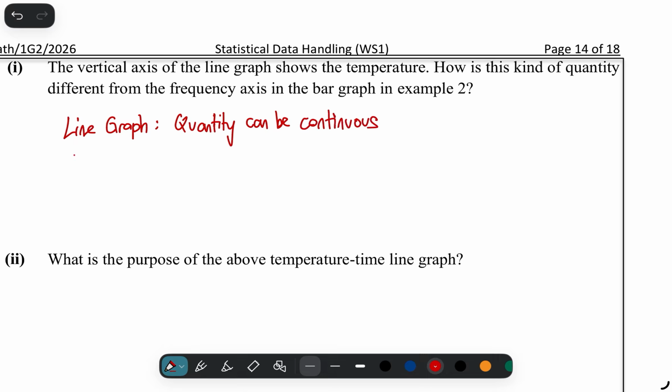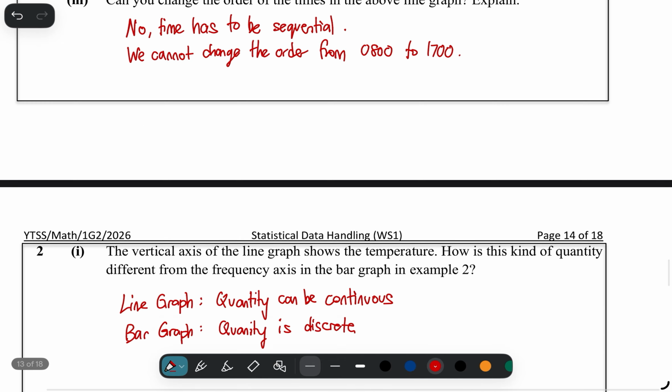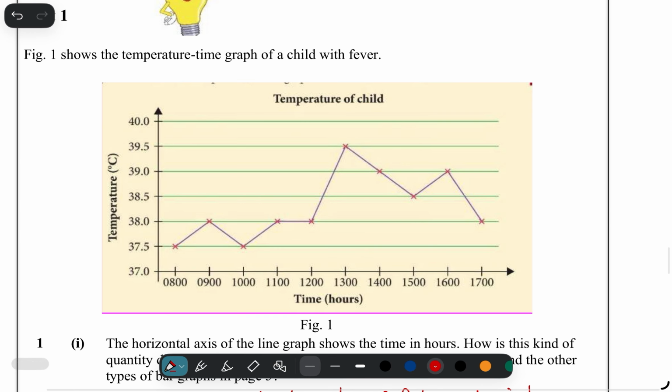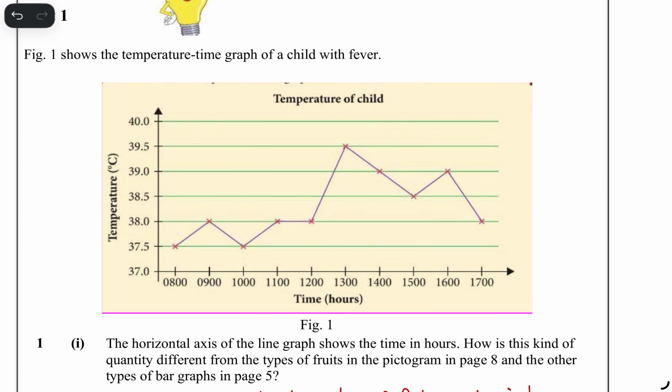And for a bar graph, quantity is discrete. Discrete meaning that it's very clear what is the exact number. And what is the purpose of why do we then use a line graph like that? Because if I use a line graph like that, it can easily tell me from 8 a.m. all the way to 12 p.m. and all the way to 5 p.m. the trend of the child's temperature over a period of time.